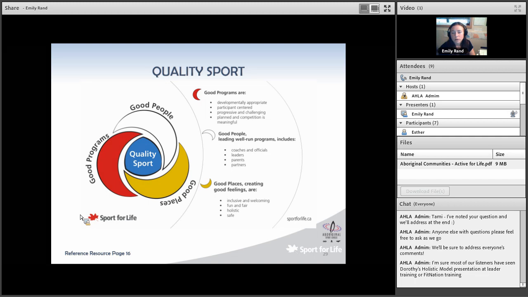So within your programs, I'm sure lots of you are already running really quality programs, but within the resource here, we have that infographic again, and then we also have a checklist that goes along with it. So, what does each of these points really mean, and how can I make sure that I'm meeting some of them, or just tweak some of them that I'm already doing.